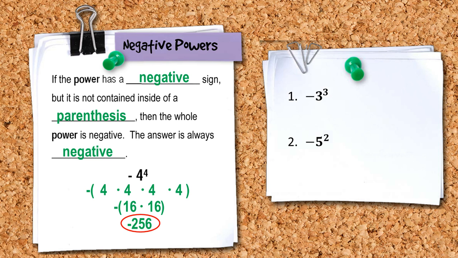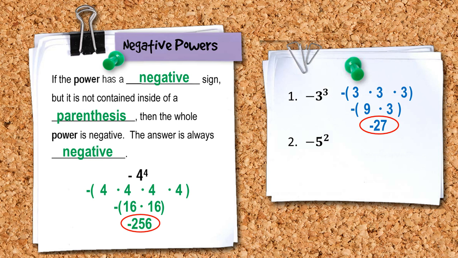So my base is still 3. I'm going to multiply 3 by itself 3 times. But keep in mind that negative's still there, whether you want to use parentheses or multiply by a negative 1. Inside those parentheses, 3 times 3 is 9. 9 times 3 is 27, but it's going to be negative 27.